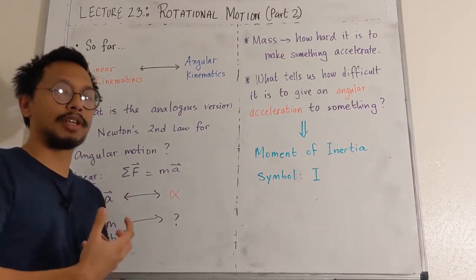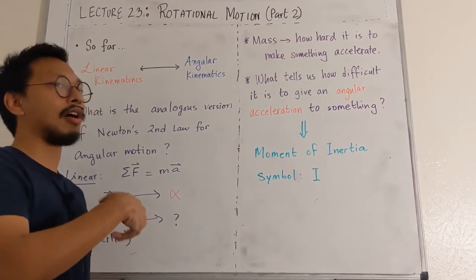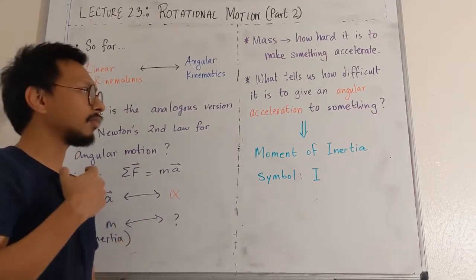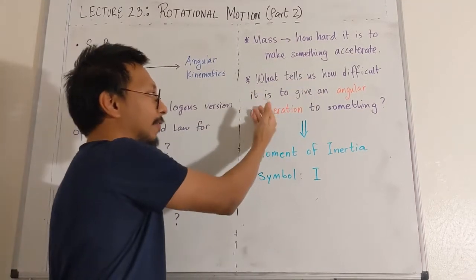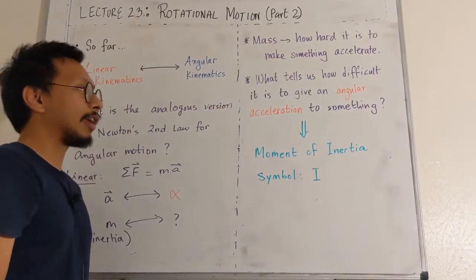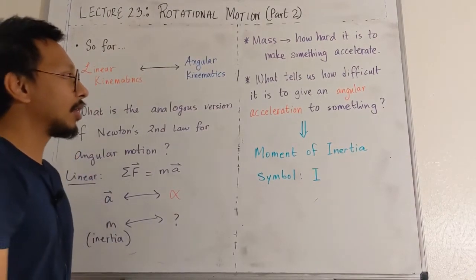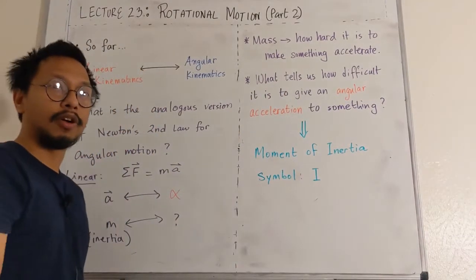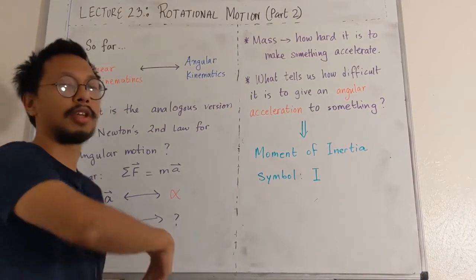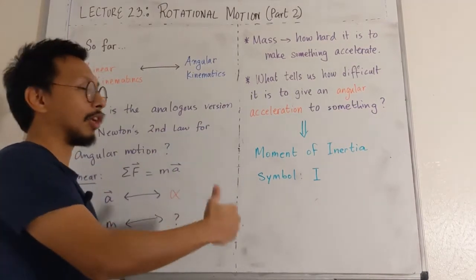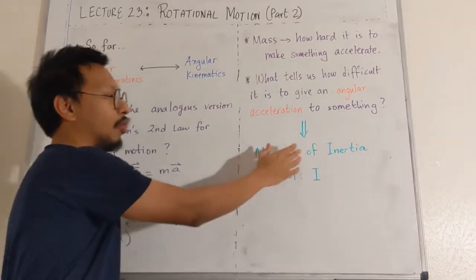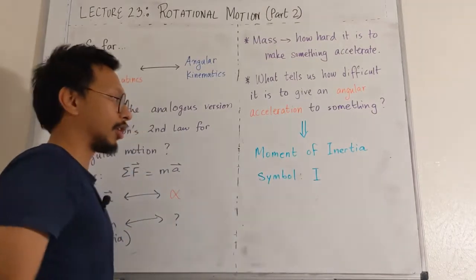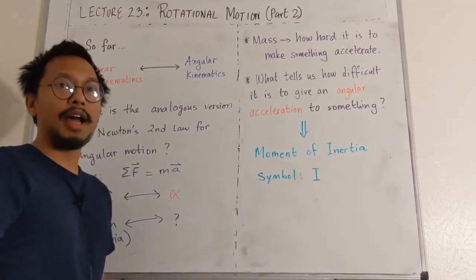What property of an object is it that makes it harder to accelerate, but in an angular or rotational motion? So what tells us how difficult it is to give an angular acceleration to something? It turns out that the property that determines the difficulty in making something accelerate angularly, or giving something angular acceleration, is the moment of inertia. It is given the name moment of inertia, which is symbolized by I.